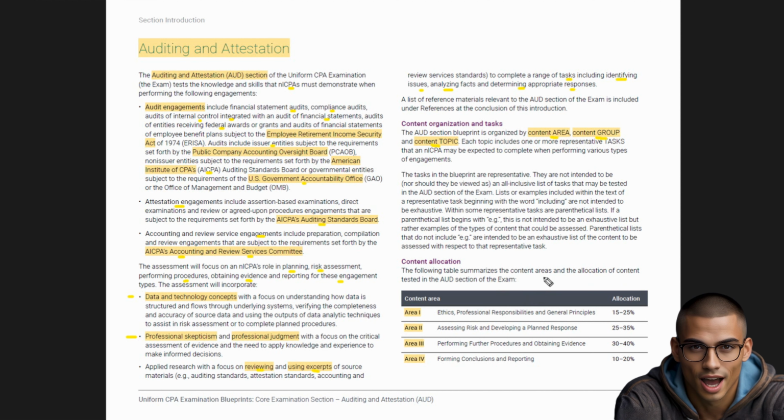So taking a look at these areas, for the auditing and attestation section of the exam, we have 4 different content areas. Area 1 is going to be ethics, professional responsibilities, and general principles, and this is going to be 15 to 25% of the exam. For area 2, we have assessing risk and developing a planned response, and this is going to be 25 to 35% of the exam. For area 3, we have performing further procedures and obtaining evidence. This is going to be 30 to 40% of the exam. And for area 4, we have forming conclusions and reporting, and this is going to be 10 to 20% of the exam.